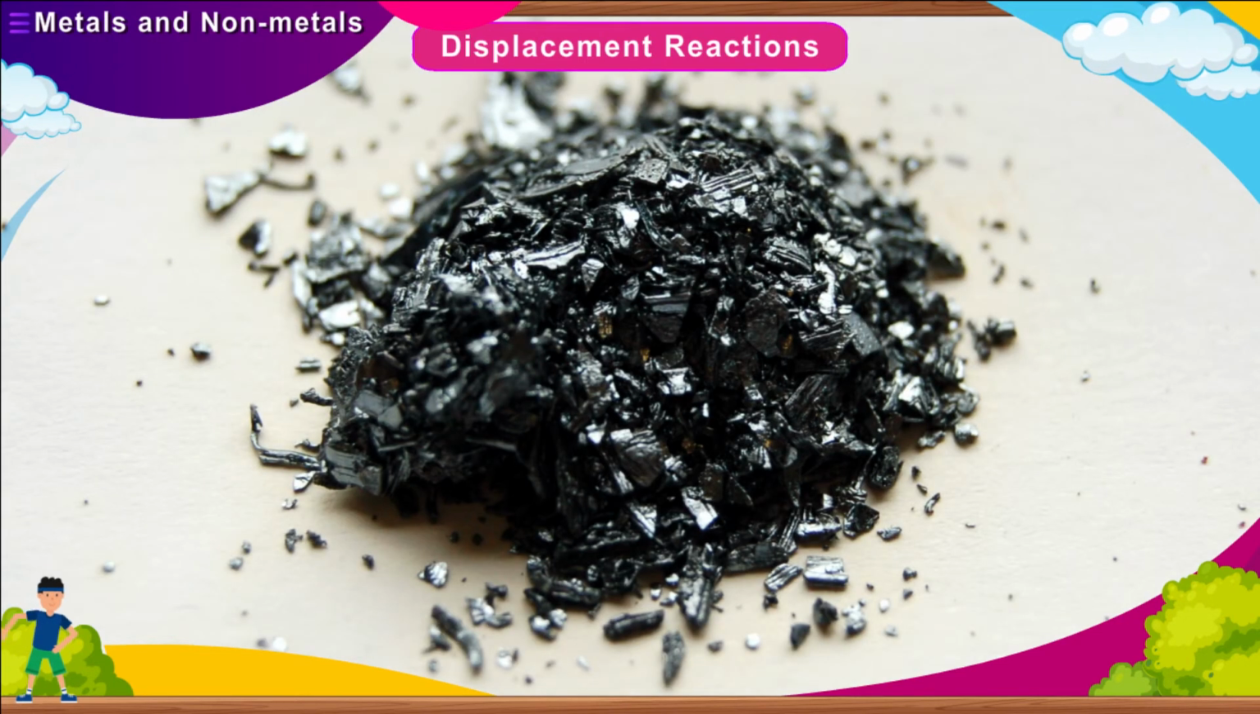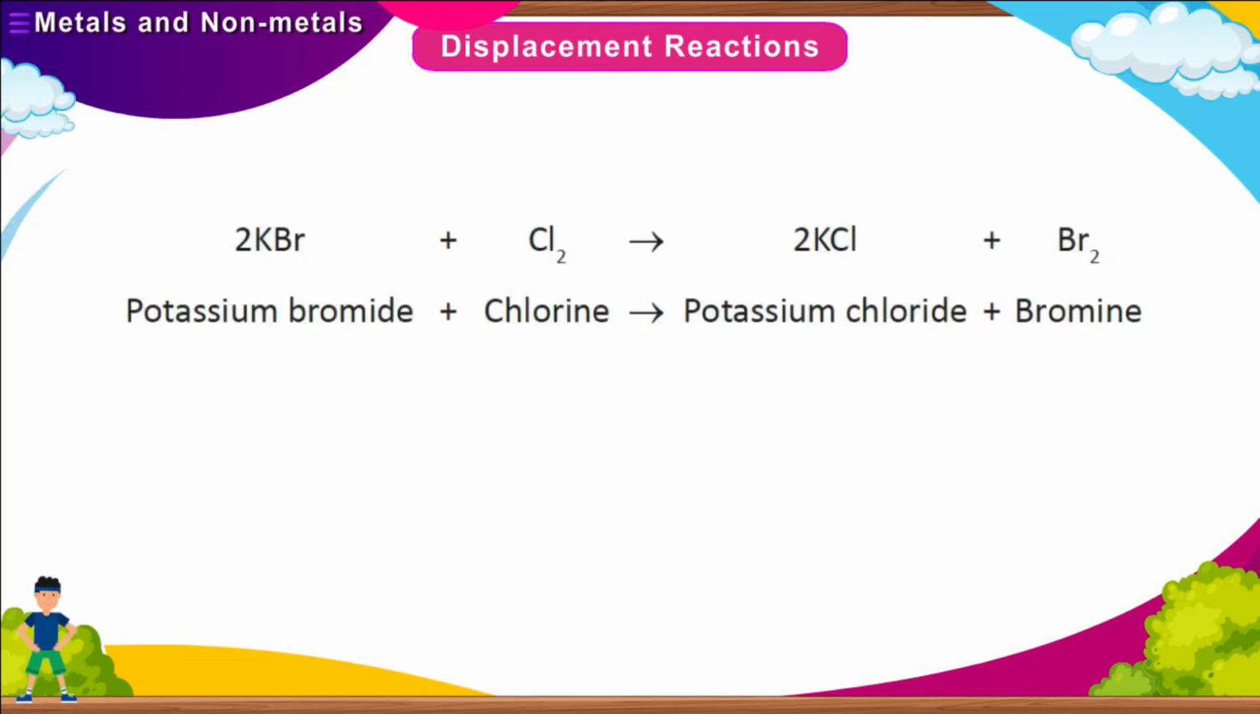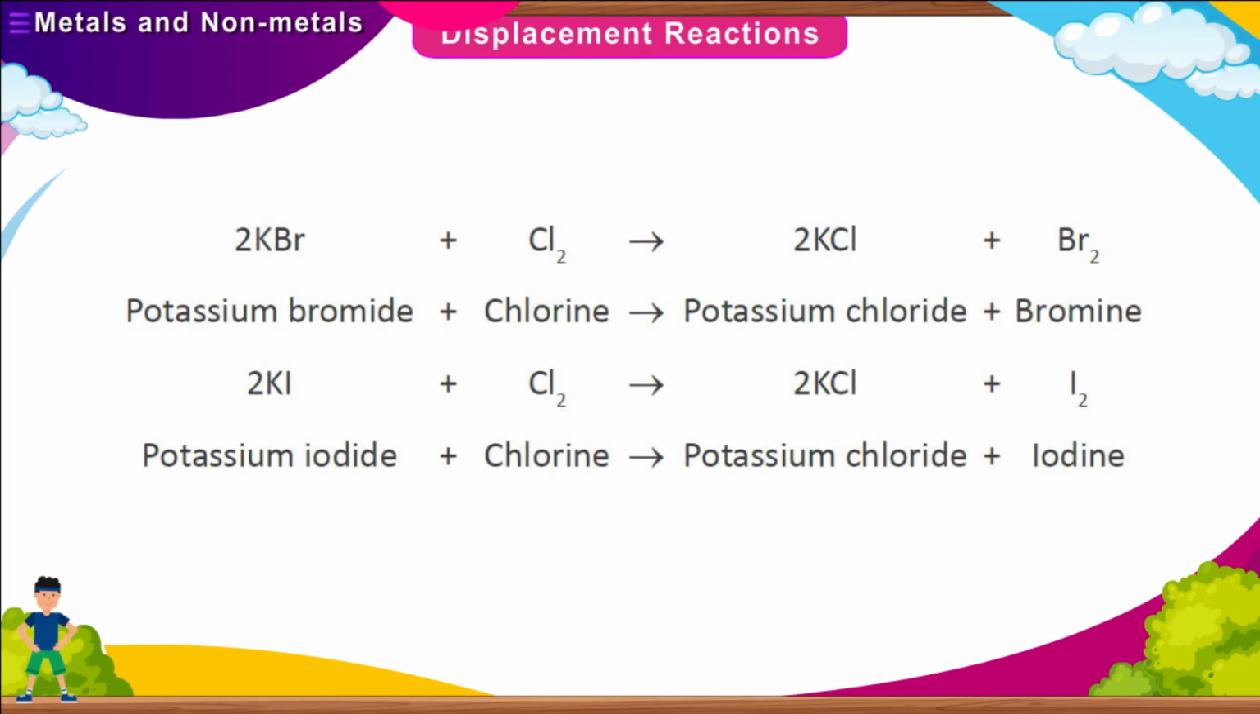Nonmetals. Certain more reactive nonmetals displace less reactive nonmetals from their salt solutions. Example: chlorine displaces bromine from bromides and iodine from iodides. Potassium bromide plus chlorine gives potassium chloride plus bromine. Potassium iodide plus chlorine gives potassium chloride plus iodine.